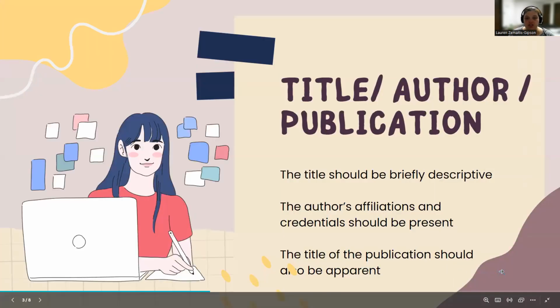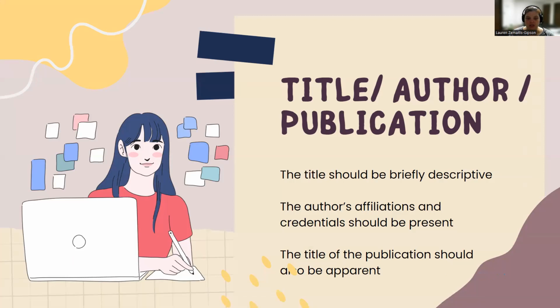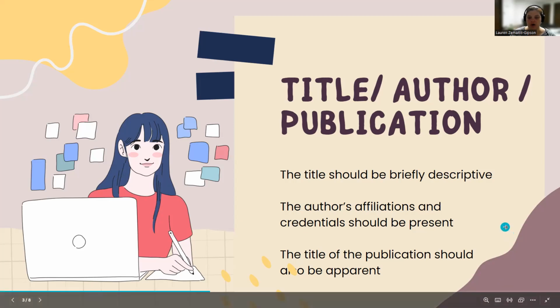So the first portion is that title, author, publication section. The title should be briefly descriptive and give you a brief idea of what the article will be about. The author's affiliations and credentials should be present, so you should know what institution they're affiliated with, as well as what their degree is. And then the title of the publication should also be apparent. So you should know what journal it's been published in or other conference proceeding it's been published in.